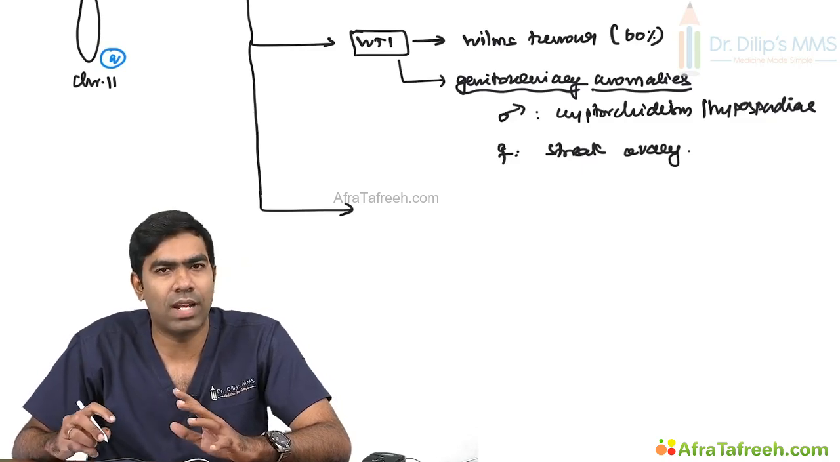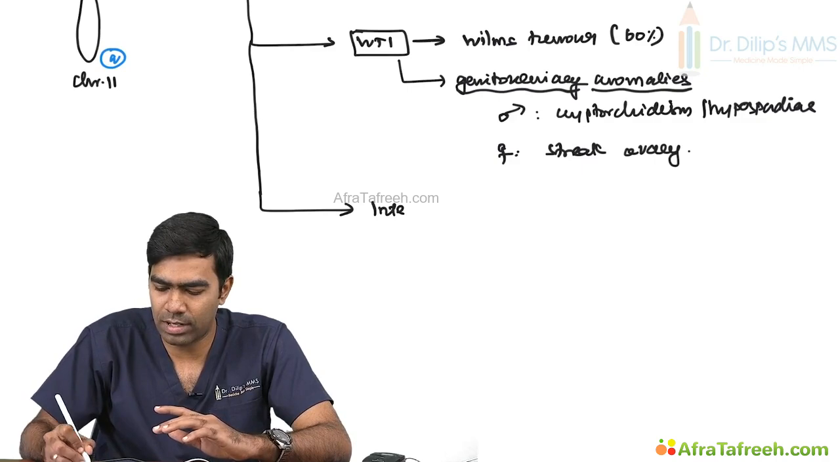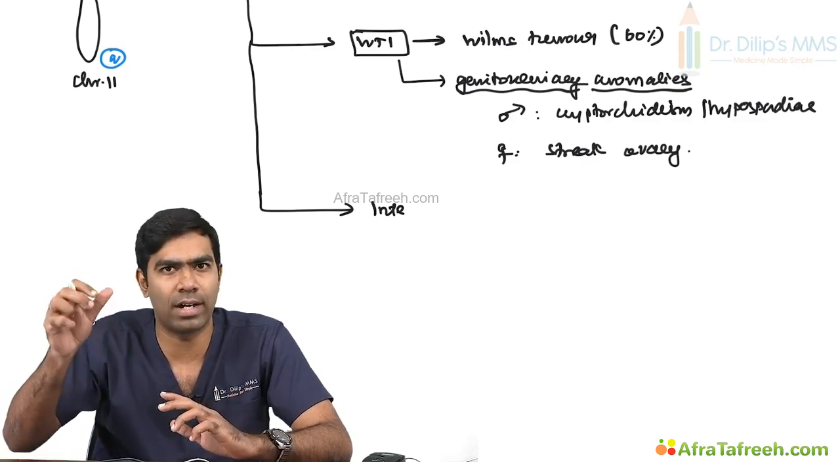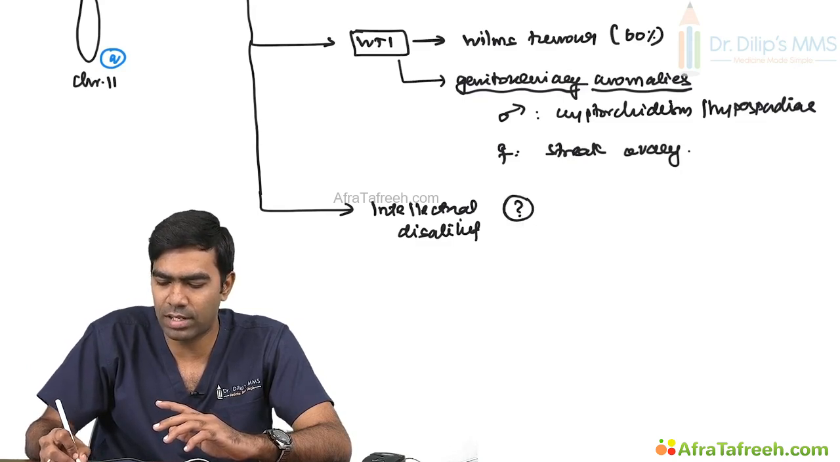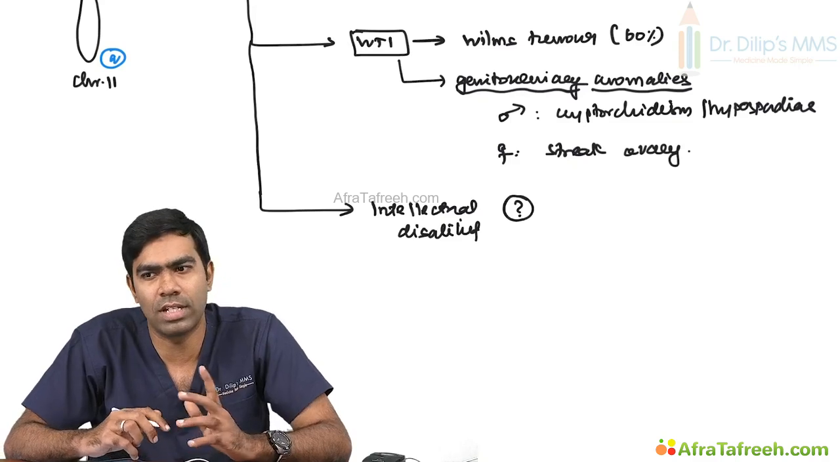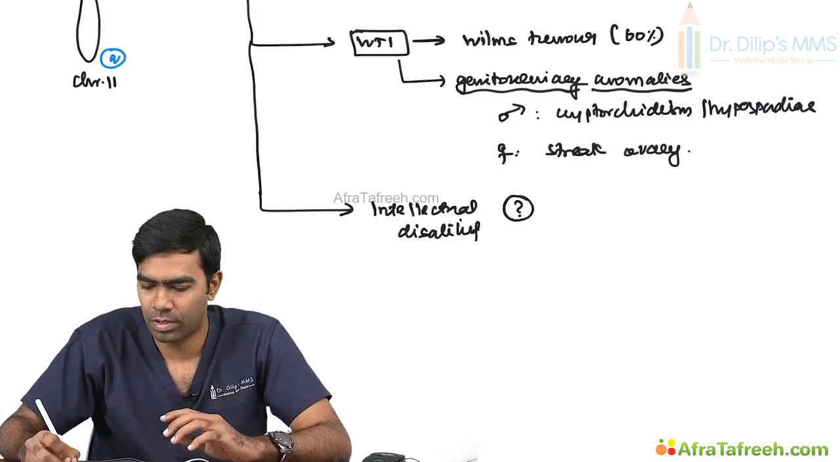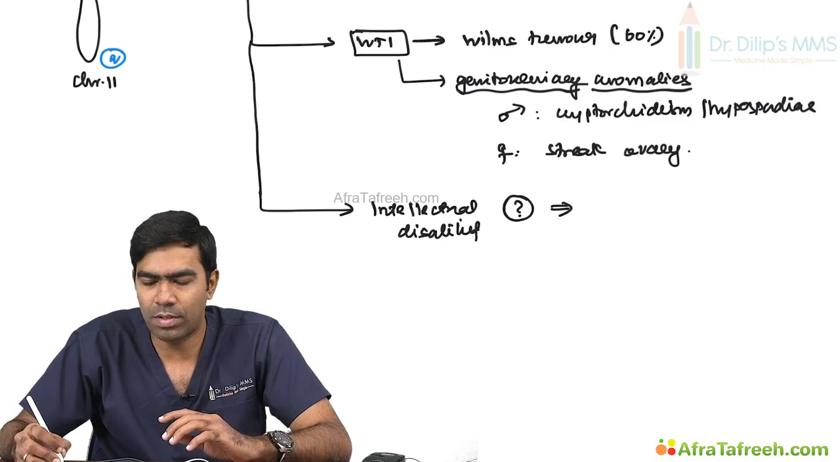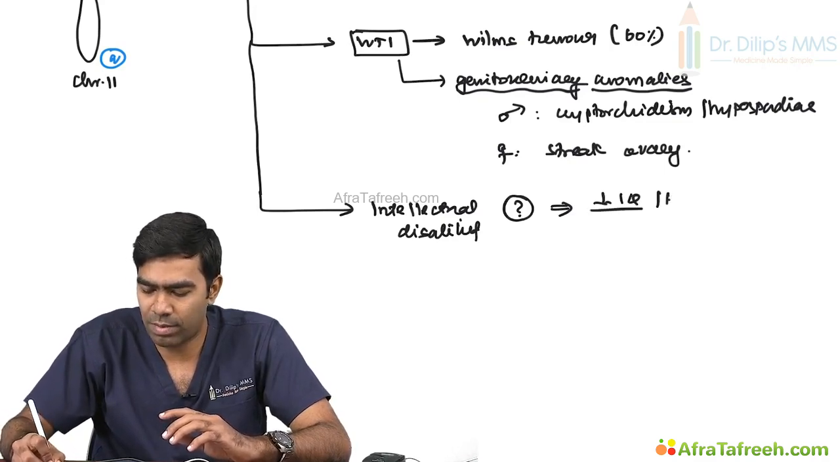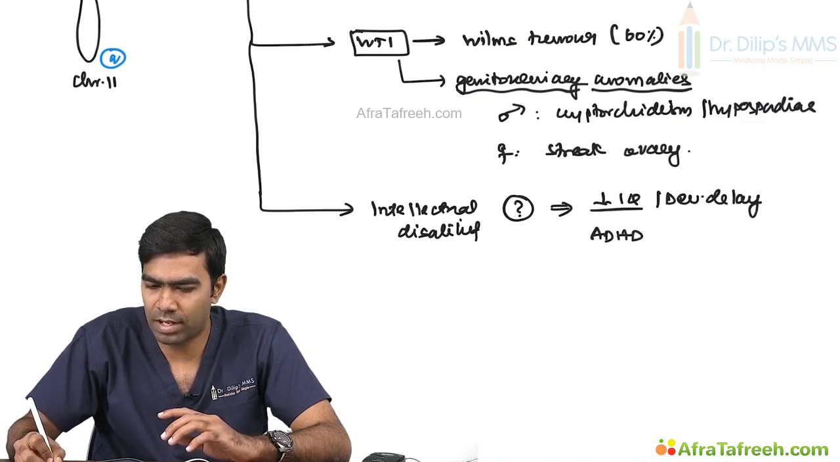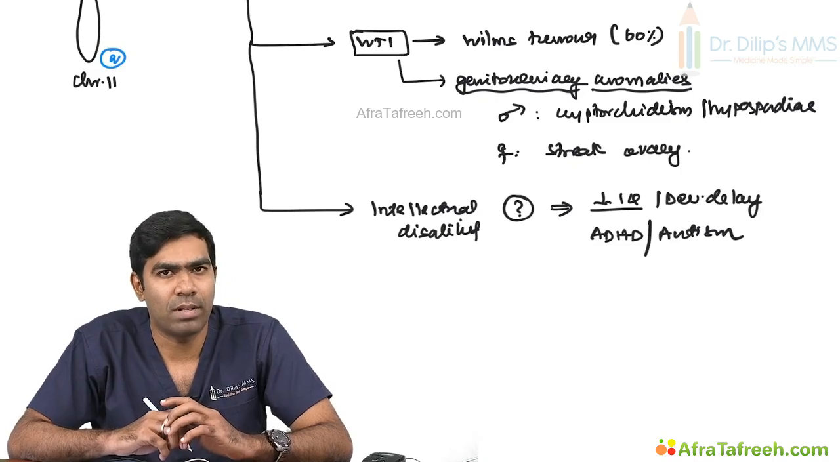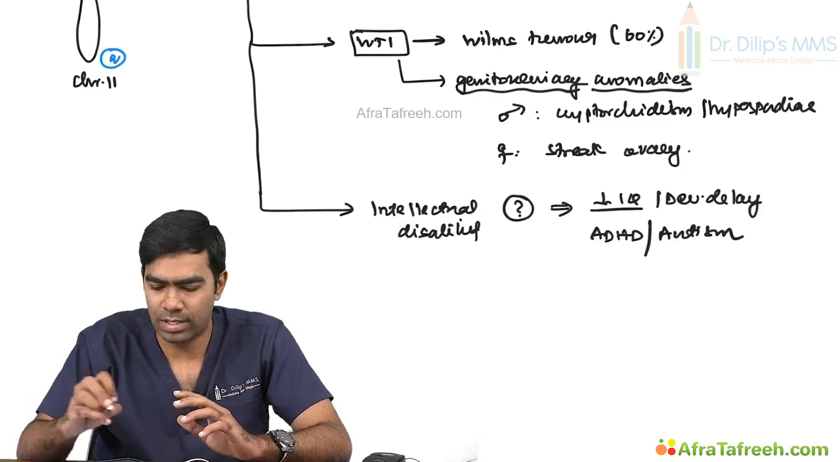Finally, these patients will have mental retardation, that is intellectual disability, that is the R in WAGR, which stands for mental retardation. So they might be having intellectual disability, and the reason for intellectual disability is completely unrecognized. Which gene is causing this intellectual disability, we don't know. And many of these patients will be having a little low IQ, developmental delay. At the same time, they'll be having attention deficit hyperactivity disorder and autism spectrum disorders as well.